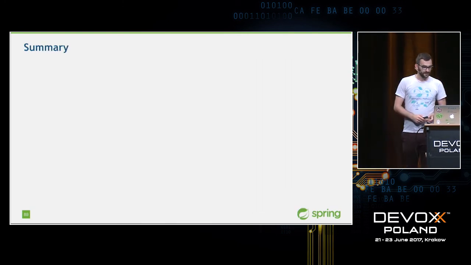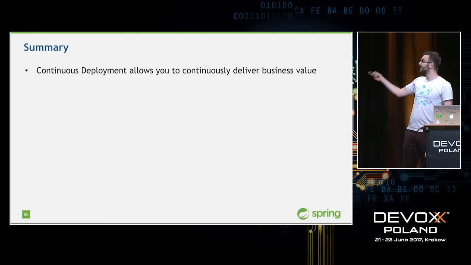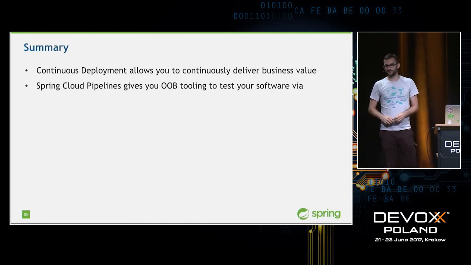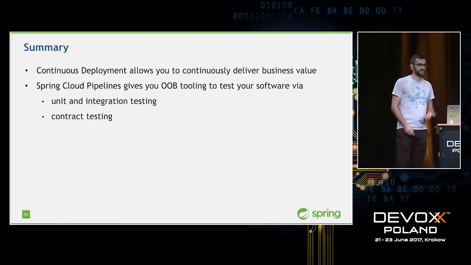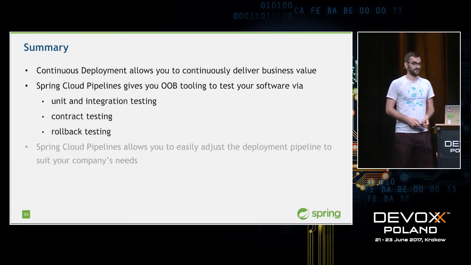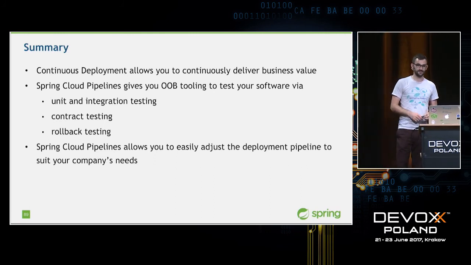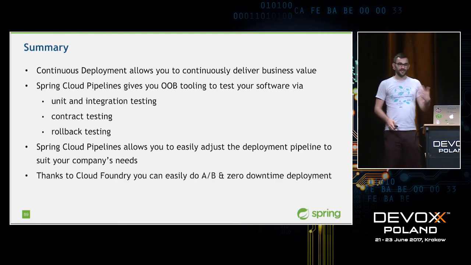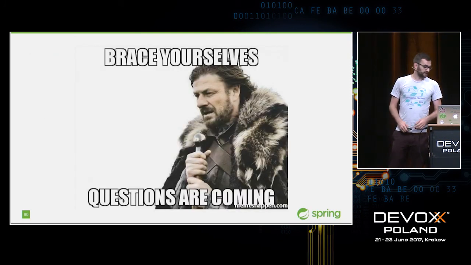Summary. Continuous deployment allows you to continuously deliver business value. And this is the key thing that gives us our wages. Spring Cloud Pipelines gives you out-of-the-box tooling to test your software via different ways, like unit and integration tests, contract tests, rollback tests. And with Spring Cloud Pipelines, you can adjust the pipeline to suit your company's needs pretty fast. It's just a matter of changing bash. And if you're using Cloud Foundry or a platform, you can easily do A/B or zero downtime deployment. So I guess now will be time for questions.